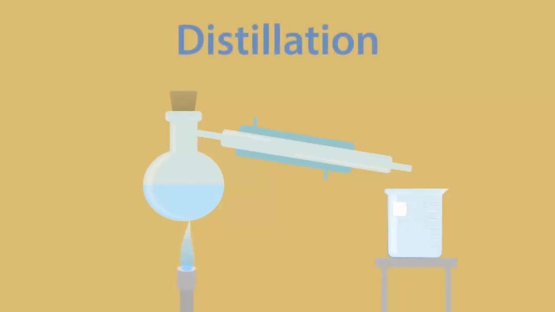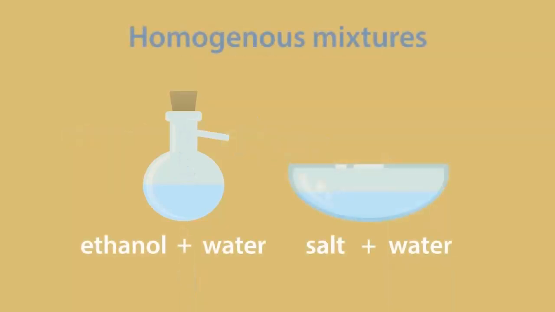The lower boiling point component, in our case ethanol, will evaporate first. The ethanol vapor condenses as it passes through the condenser, and the distilled ethanol can then be collected in the receiving flask. The above mixtures are homogeneous mixtures.